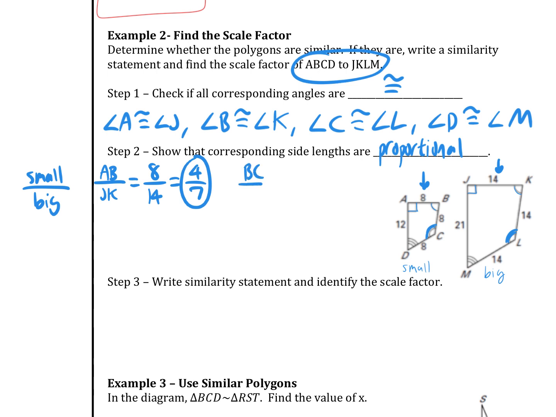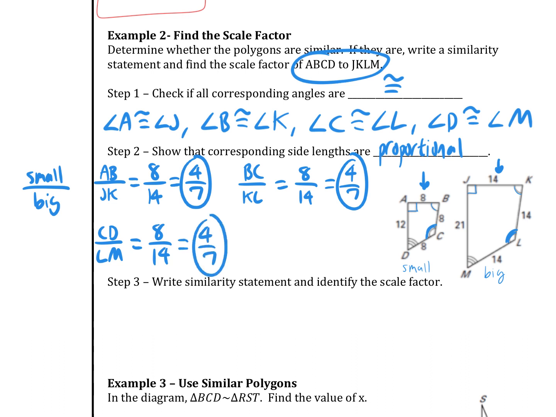So next we have BC, which matches with KL, which equals 8 over 14 again, which is also still going to be 4/7. Why don't you pause the video and see if you can come up with the other sides, and go ahead really quick. All right, next one we have is CD over LM, which is going to be 8 over 14 again. A lot of 8 over 14s here, which is also 4/7. And the last one we have is DA over MJ, and that's going to be 12 over 21.